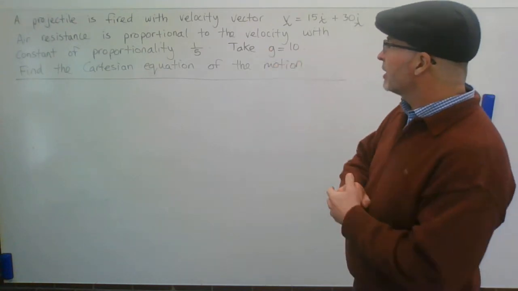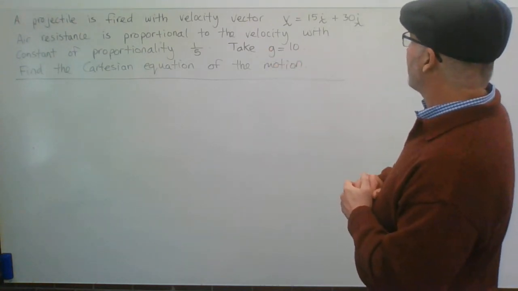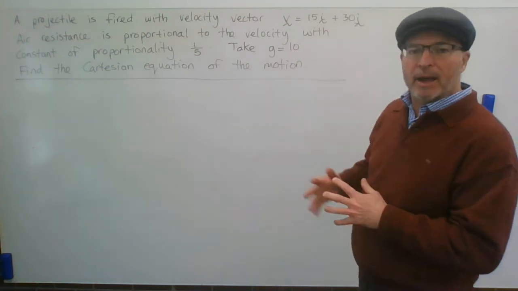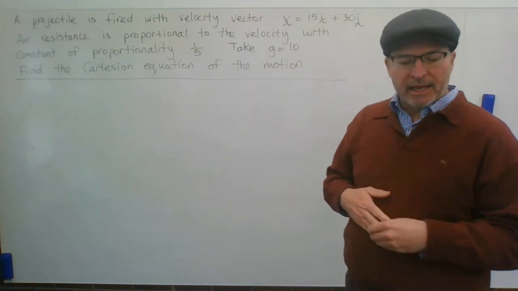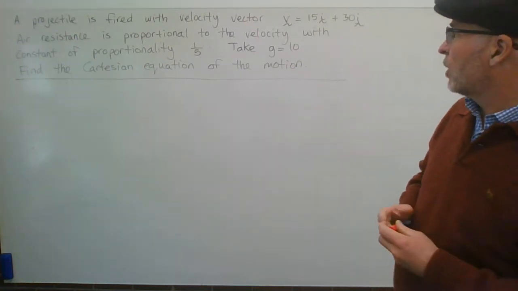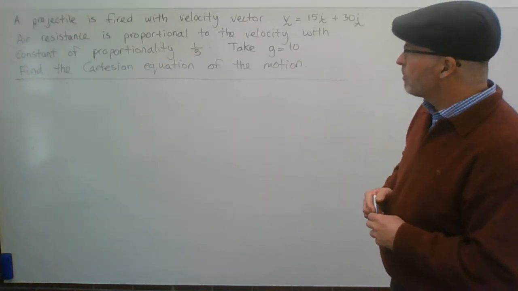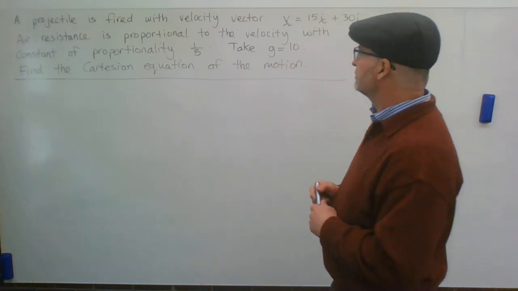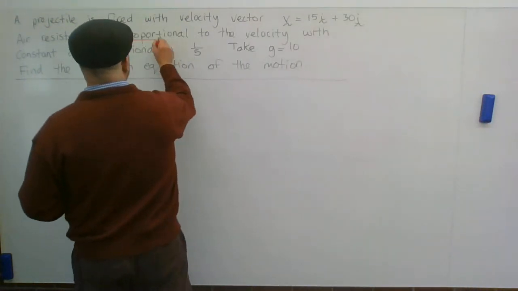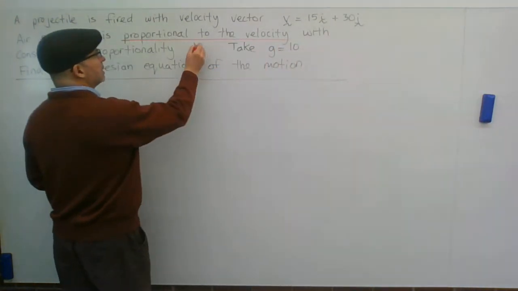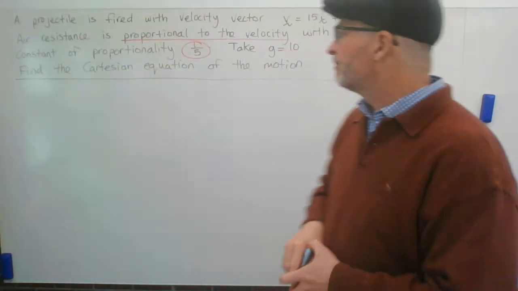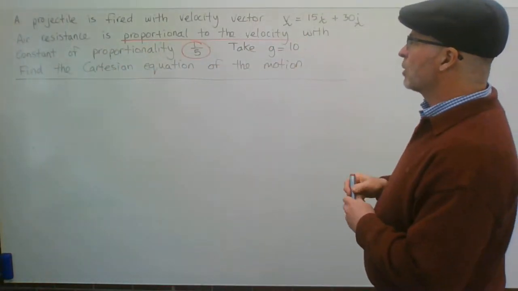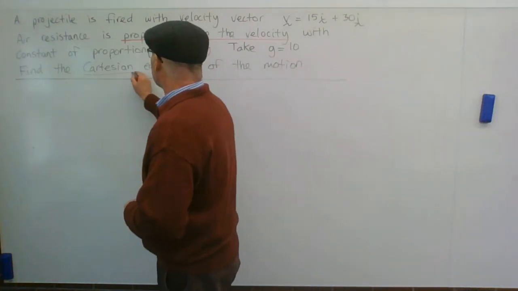So a projectile is fired with velocity vector v equals 15i plus 30j. Air resistance is proportional to the velocity with constant of proportionality 1/5. Find the Cartesian equation of the motion.